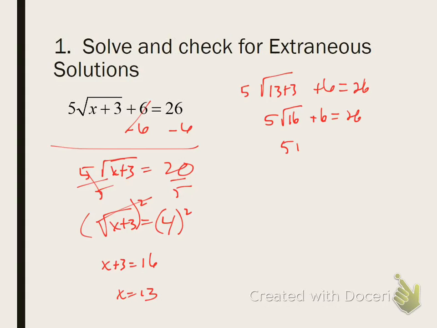Right? Subtract 6 from both sides. Divide both sides by 5. And then square root 16. And it works. You get a situation where the equation is true.